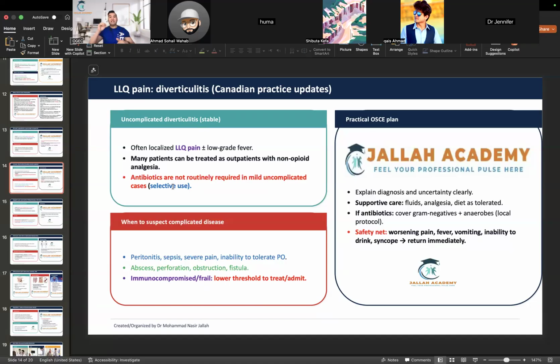Good. Do not forget it. I have seen it in MCCQE1 question banks, not the real exam, I'm just saying in question banks. It has been a very commonly asked question: if you're dealing with acute diverticulitis in an OSCE, they will definitely ask you, what is your treatment?